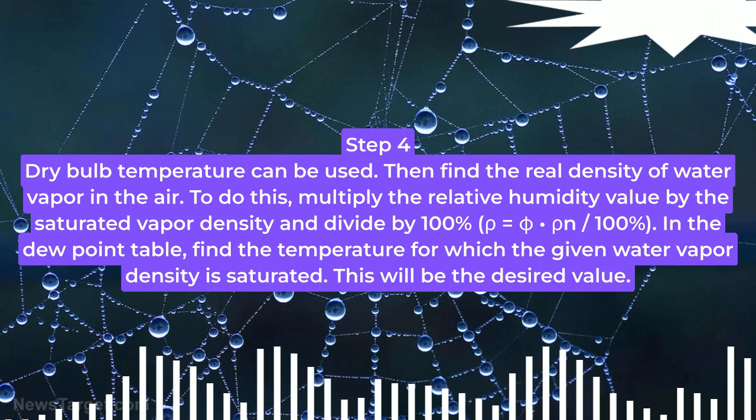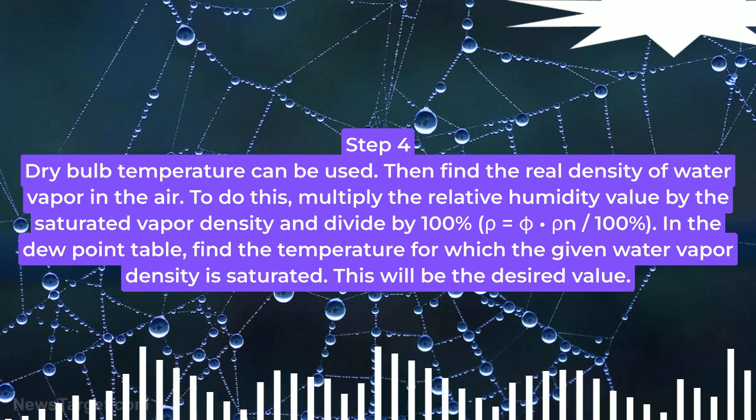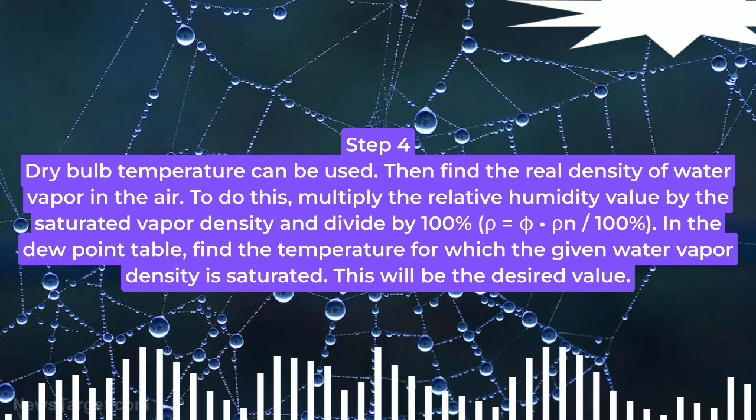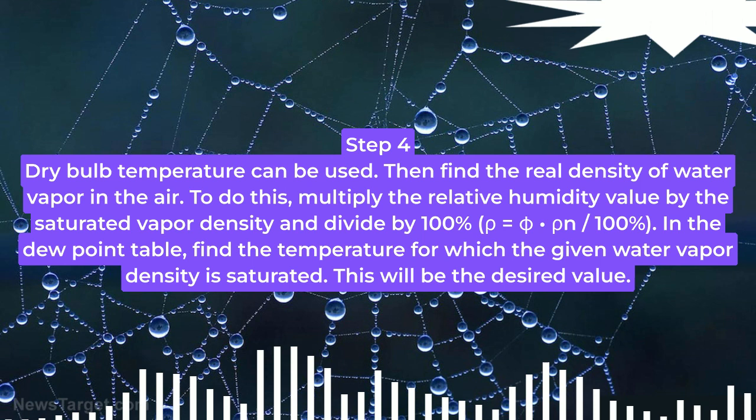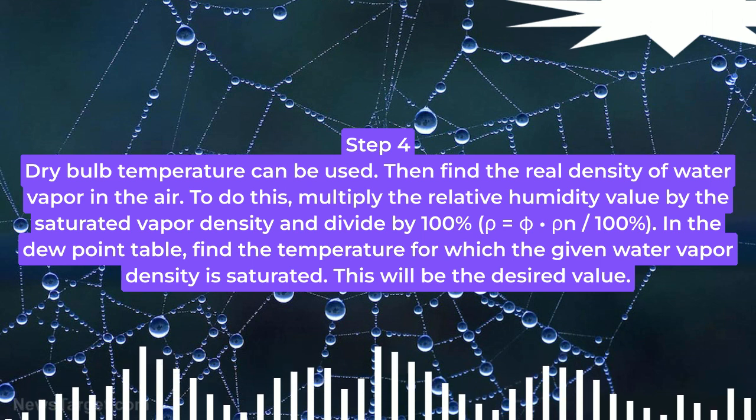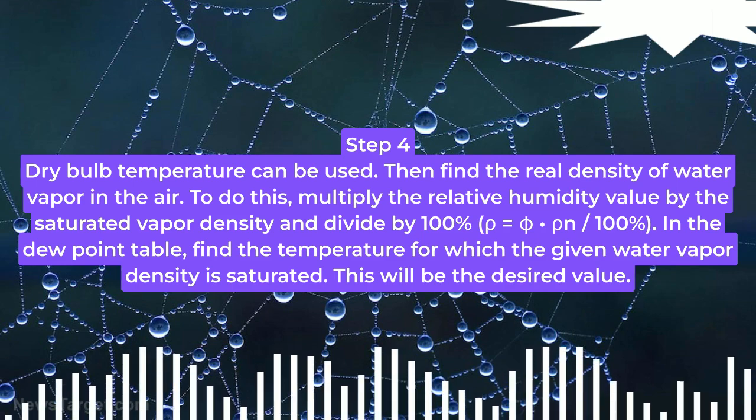To do this, multiply the relative humidity value by the saturated vapor density and divide by 100%: ρ = φ·ρn/100%. In the dew point table, find the temperature for which the given water vapor density is saturated. This will be the desired value.